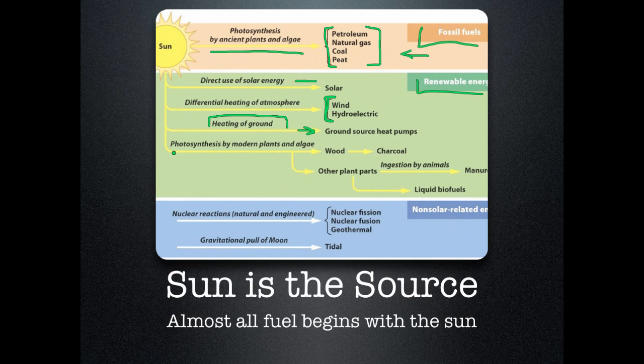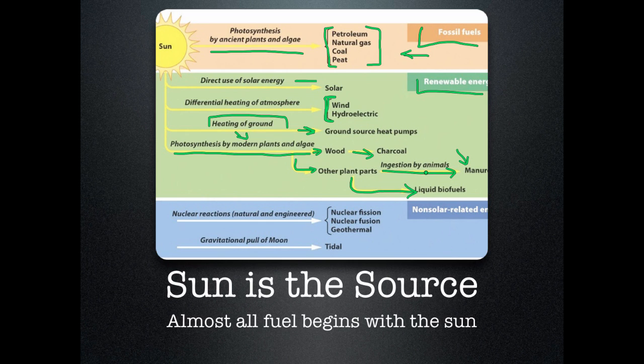And then you've got sun being used for photosynthesis by modern plants and algae. This modern word, this is really important, but you can have it just used for photosynthesis. The energy is stored in wood. You can burn that wood as fuel, or you can take the wood and turn it into charcoal and then burn the charcoal. You can also have other plant parts which could be turned into a biofuel, or those plant parts could be eaten by an animal, producing manure, and then we burn the manure.